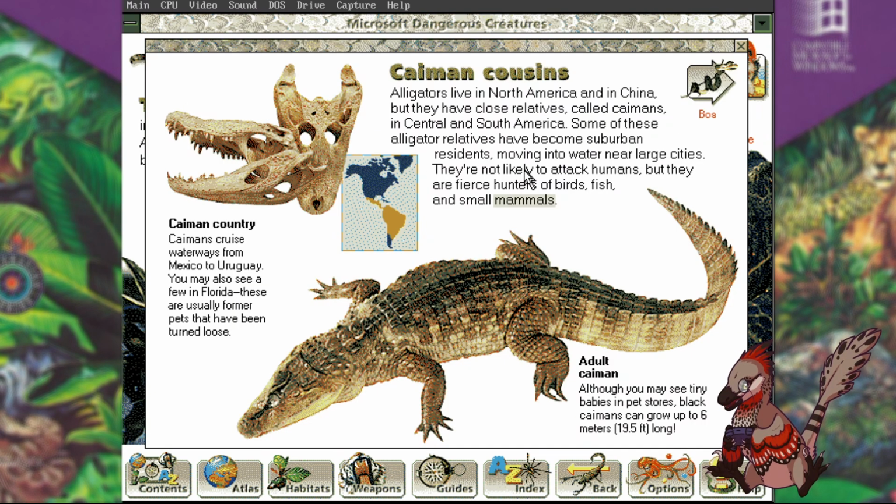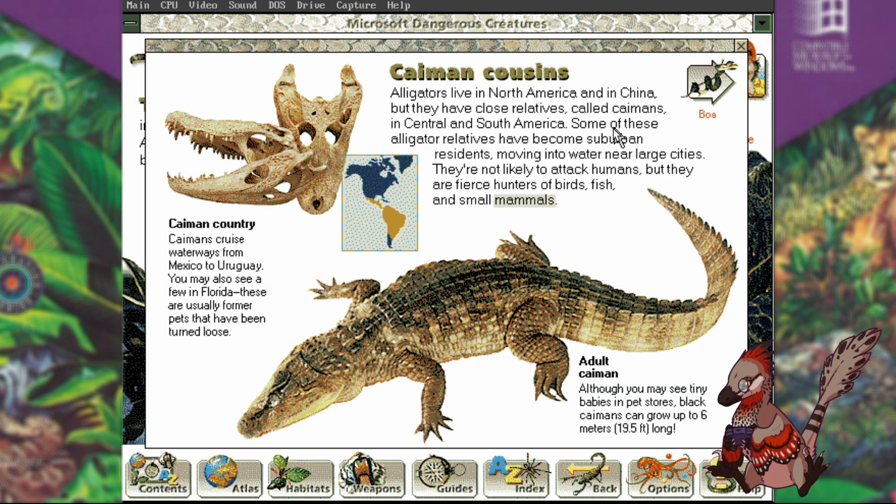Cayman cousins. Alligators live in North America and China, and their cousins, the caimans, in Central and South America. Alligators live in North America and in China, but they have close relatives called caimans in Central and South America. Some of these alligator relatives have become suburban residents, moving into water near large cities. They're not likely to attack humans, but they are fierce hunters of birds, fish, and small mammals.